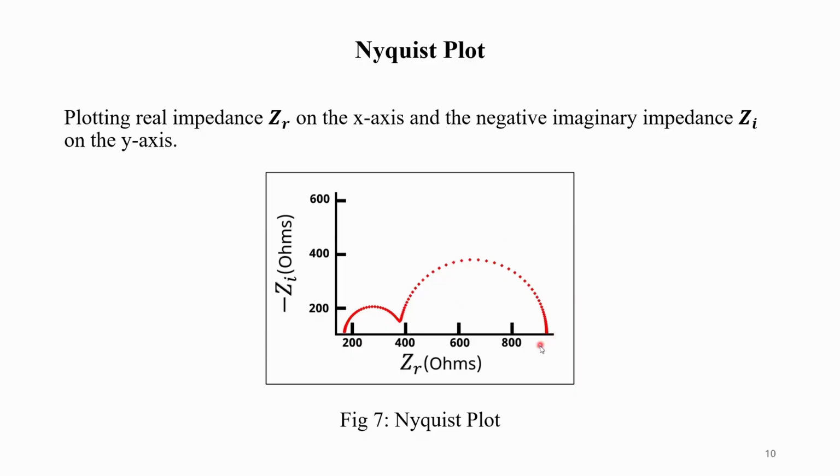The left end of the semicircle gives the solution resistance, and the width of the semicircle shows the charge transfer resistance. A larger semicircle means higher resistance to electron transfer. This plot is very useful because it allows us to interpret complex electrochemical behavior like double layer capacitance, diffusion, or reaction kinetics just by looking at the shape and size of the curve.